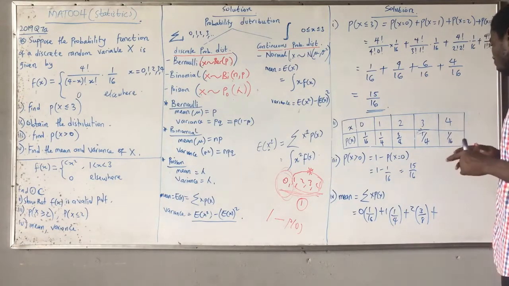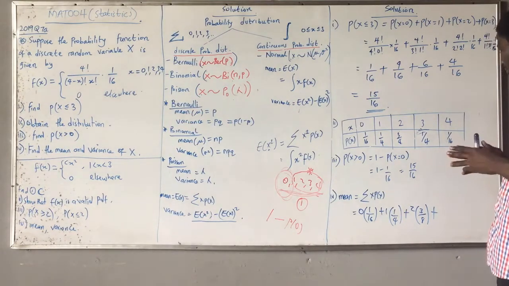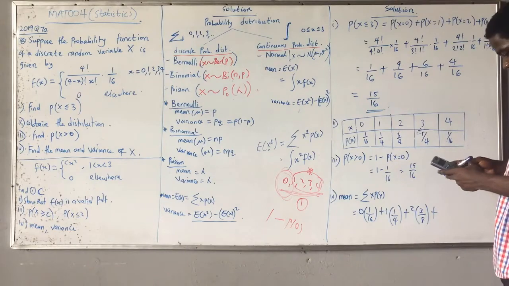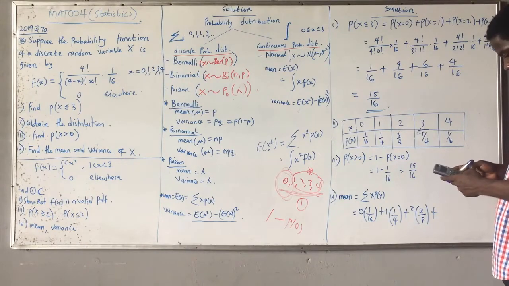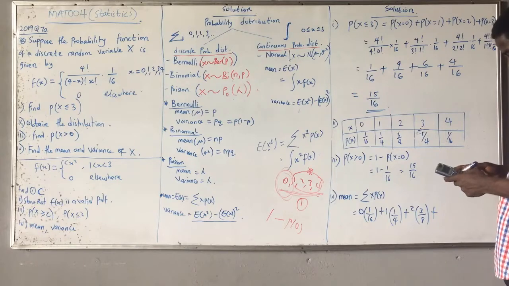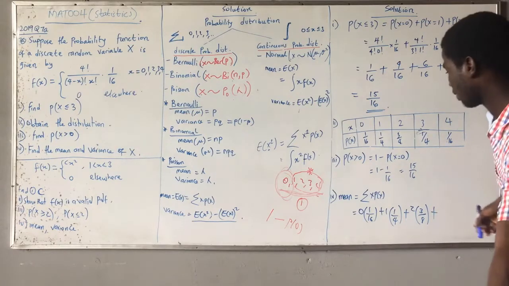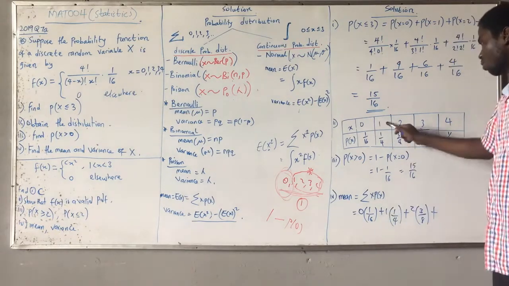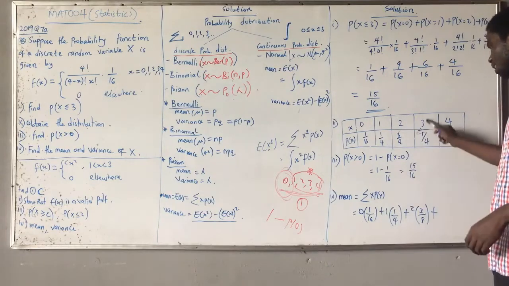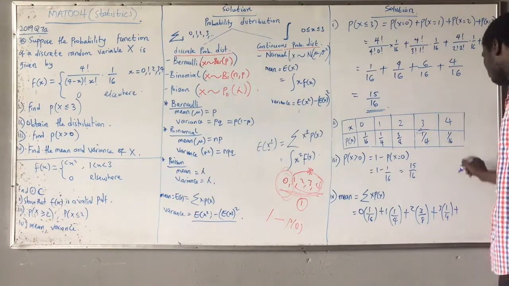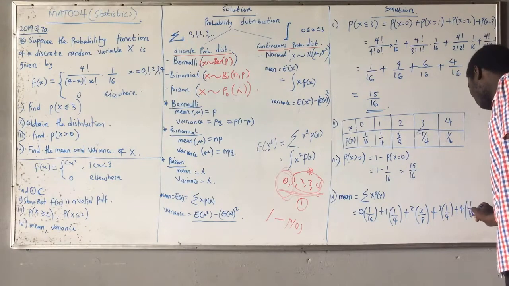So now I have 1 over 16 plus 1 over 4 plus 3 over 8 plus 1 over 4 plus 1 over 16. So yes, I'm correct. So now 0 multiplied by 1 over 16, 1 multiplied by 1 over 4, 2 multiplied by 3 over 8, 3 multiplied by 1 over 4, plus 4 multiplied by 1 over 16.